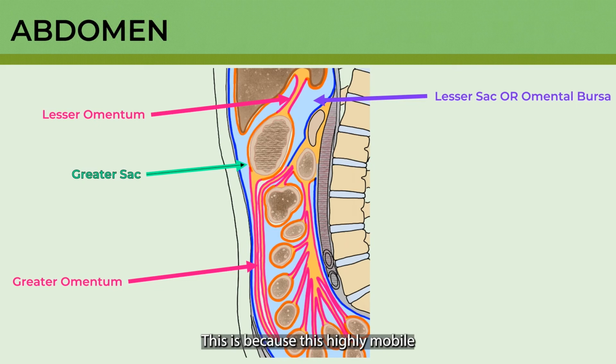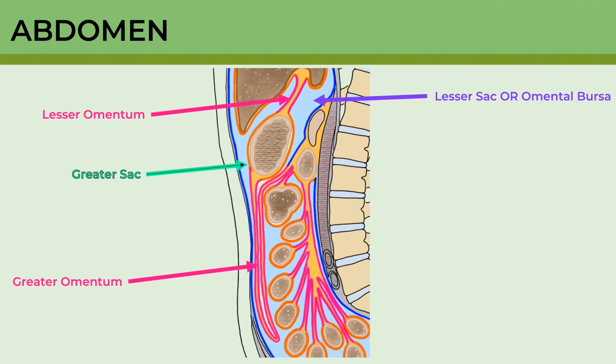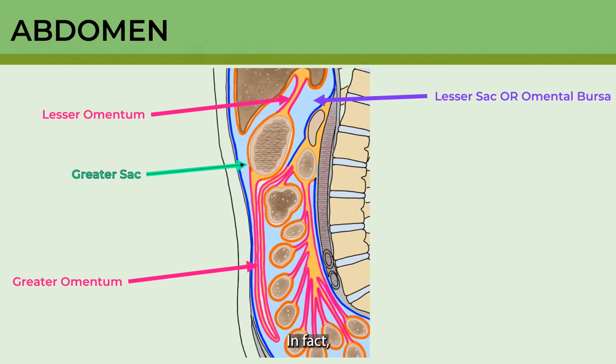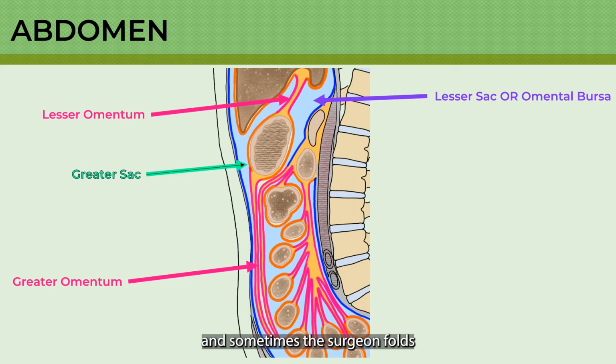This is because this highly mobile structure tends to migrate to pockets of infection, and indeed, when the abdomen is opened to search for infection, the greater omentum is often found around diseased tissue. In fact, the nursemaid properties of this tissue is exploited by surgeons, and sometimes the surgeon folds the greater omentum into the thoracic cavity after having performed open heart surgery.